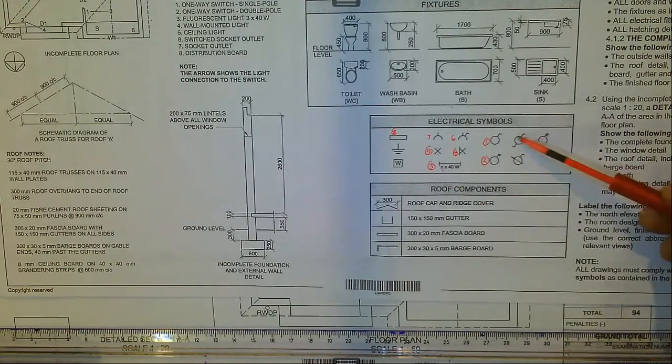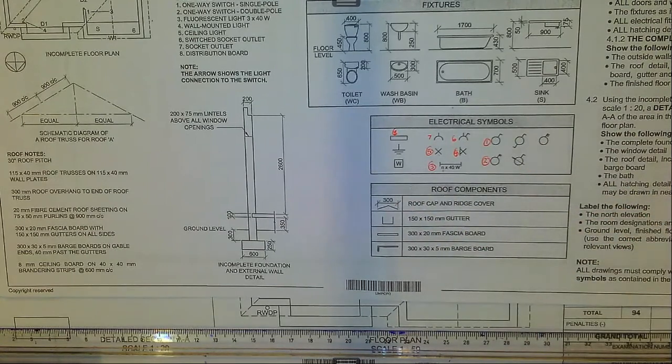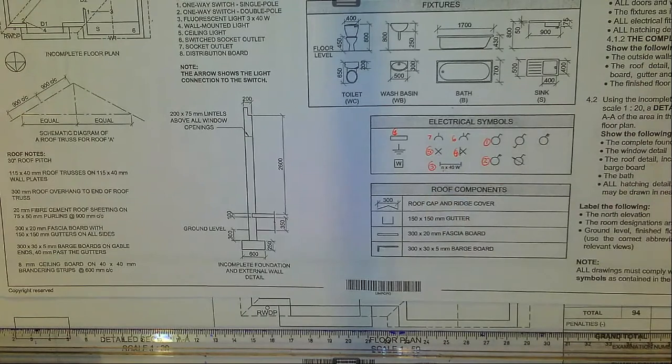Right, so this one is a two-way switch. This one is a one-way switch, but triple pole. This one is a dimmer for controlling the light intensity. This one is an electrical meter and the earth leakage as well. Right, so electrical meter and the earth leakage.